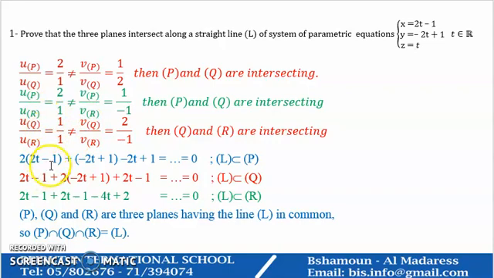Now, we need to prove that the straight line lies in the three planes. So I'm going to substitute the parametric equations of the required straight line L in the Cartesian equation of each plane. So in P, I notice that if we replace the parametric equations of the straight line L, we obtain 0, so I can deduce in this case that L is a subset of P, also L is a subset of Q, also L is a subset of R, so I can deduce that the three planes intersect along the straight line L.